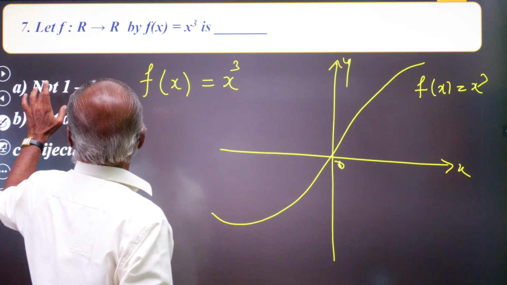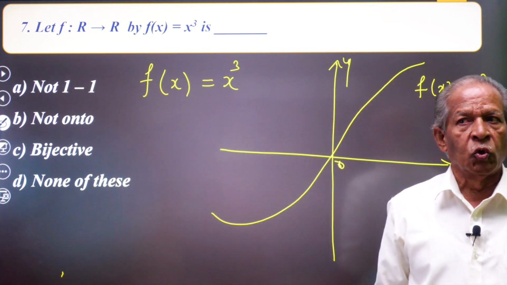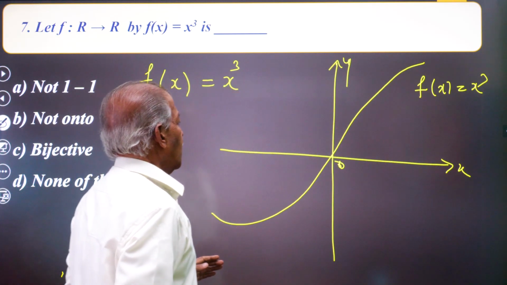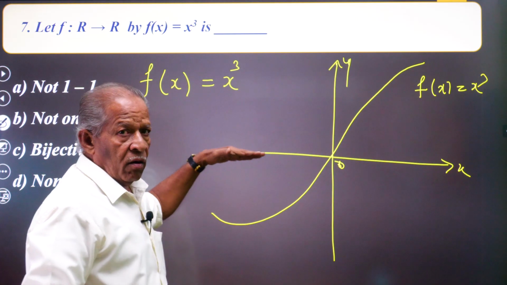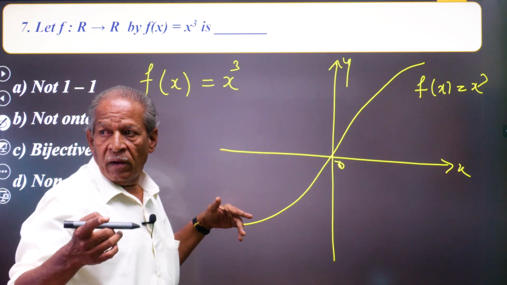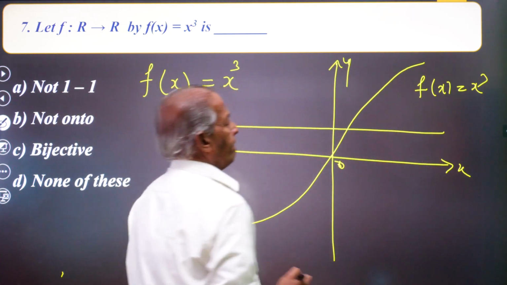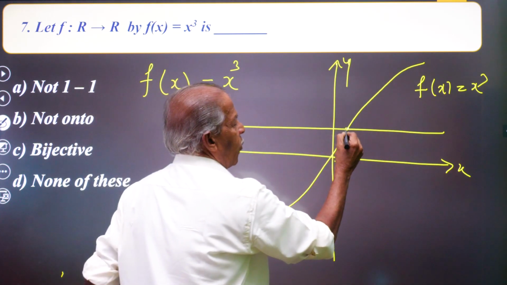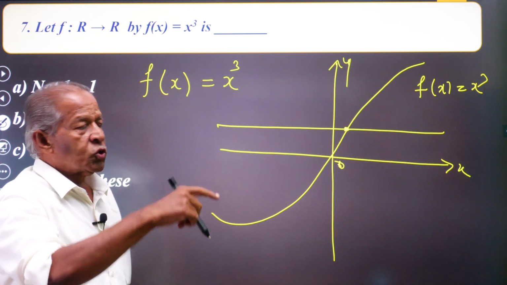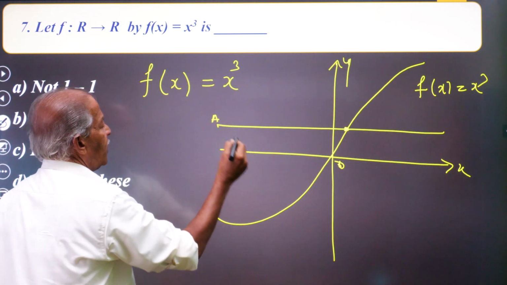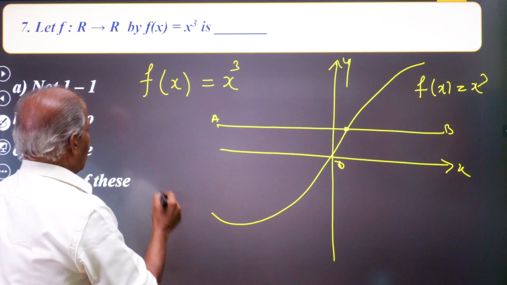The question is whether this function is 1-1, onto, bijective, or none of these. Bijective means it is both 1-1 and onto. I am going for a tricky method. How to find 1-1? Draw a straight line parallel to the x-axis. If it cuts the curve at one point, then it is 1-1. Already we discussed this in part 1 also. Therefore, I am drawing a straight line AB parallel to the x-axis. It cuts the curve at one point. Therefore, it is 1-1.